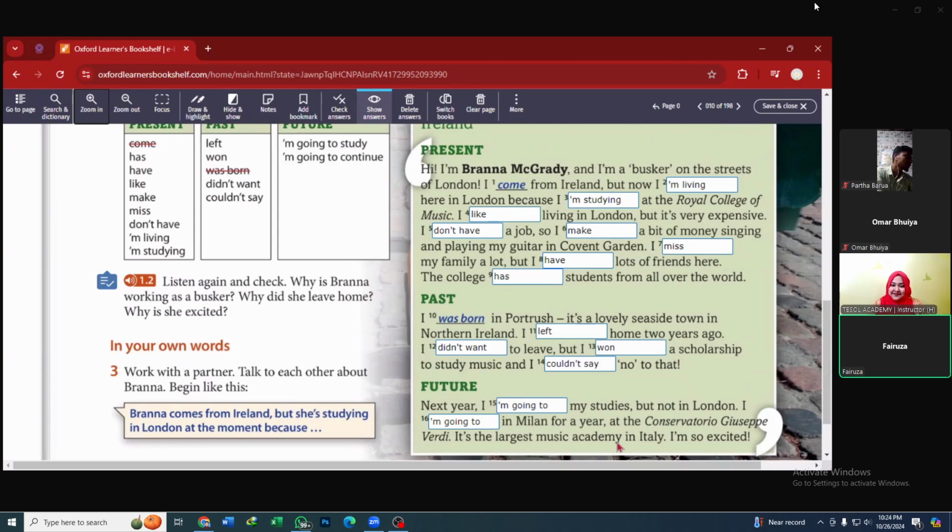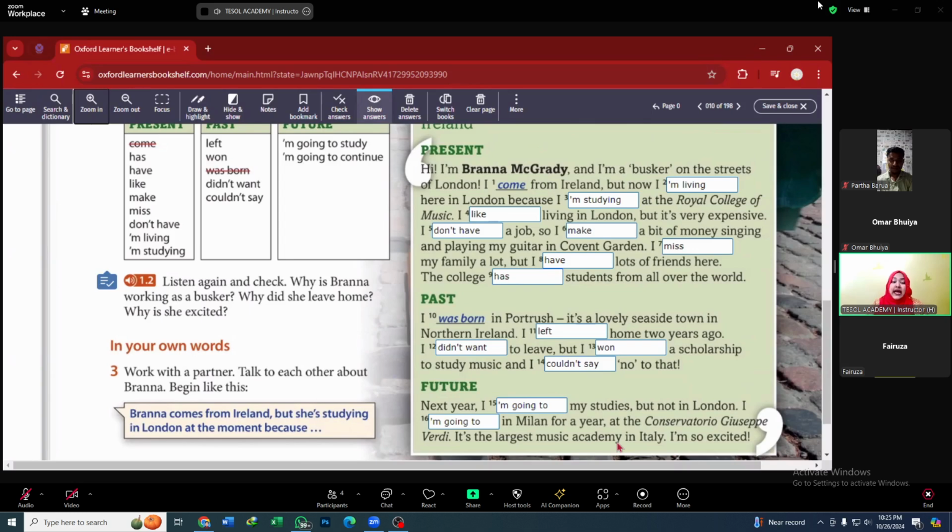Past. I was born in Portrush. It's a lovely seaside town in Northern Ireland. I left home 2 years ago. I didn't want to leave, but I won a scholarship to study music and I couldn't say no to that.